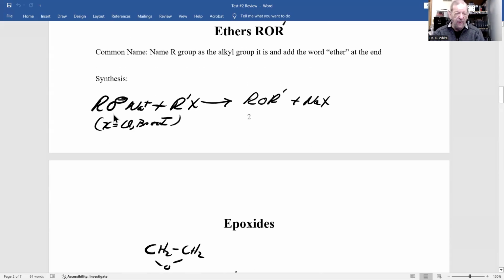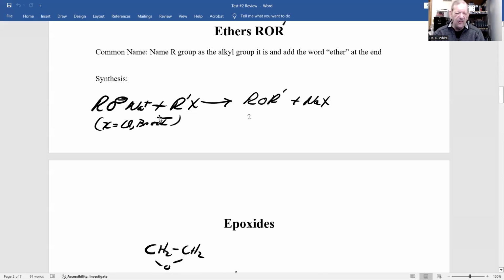Now, there's only one reaction I asked you to show, and that's the Williamson ether synthesis. An alkoxide, RO minus Na plus, and an alkyl halide, R prime X, where X can be chlorine, bromine, or iodine. This attacks the carbon with the halogen, and the oxygen bonds to the carbon in R prime. And from this, you also get salt, NaX.